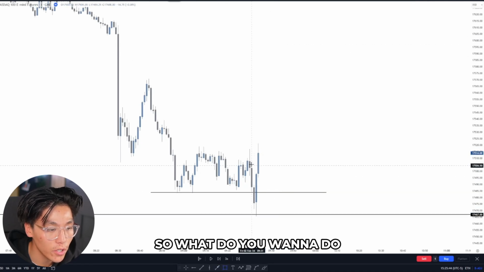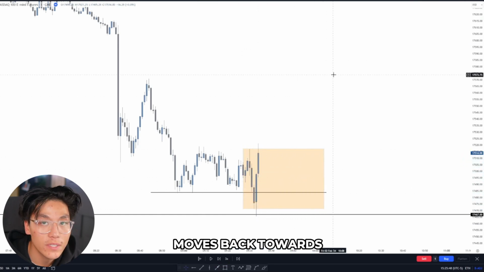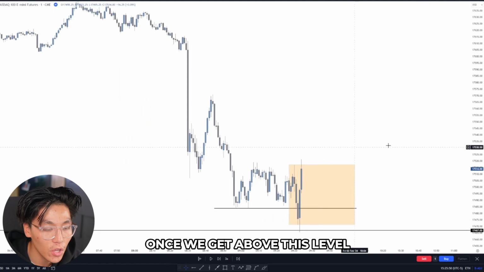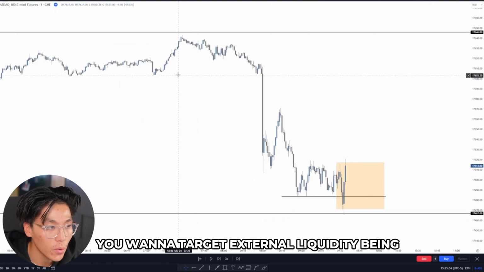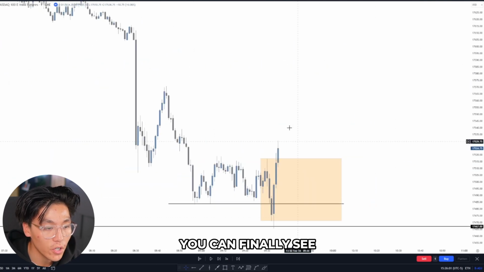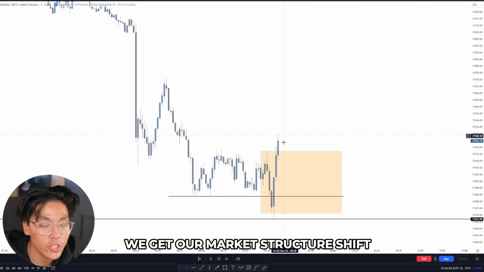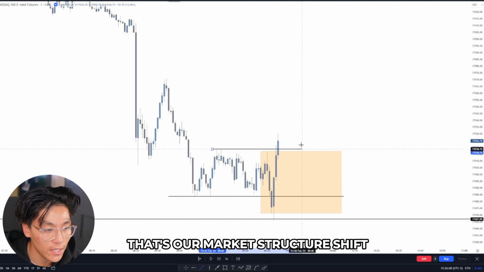So what do we want to do? We want to see this level hold for moves back towards the upside, right? Once we get above this level, you want to see moves back towards the upside. And where do you want to target? You want to target external liquidity, being the highs above. So as we play the tape here, you can finally see we get our market structure shift on the 1-minute time frame, right? We ended up breaking above these highs, right? That's our market structure shift.